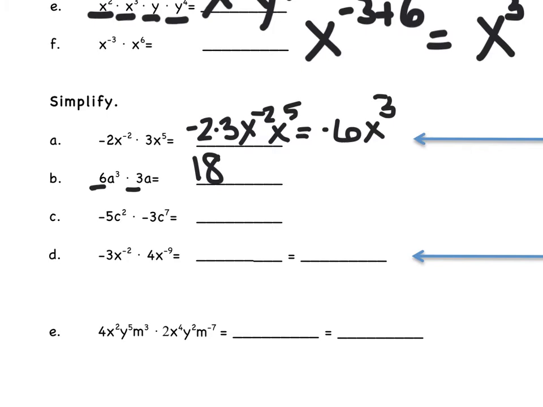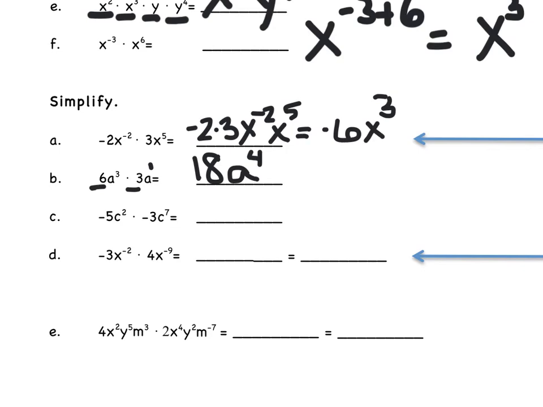Okay, our bases are a's, so a, and then let's add our exponents. The second a doesn't have an exponent, so that indicates an exponent of 1. Add our 3 plus our 1, and we get an exponent of 4.